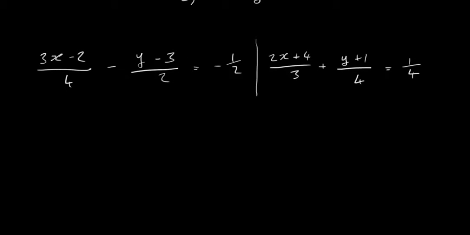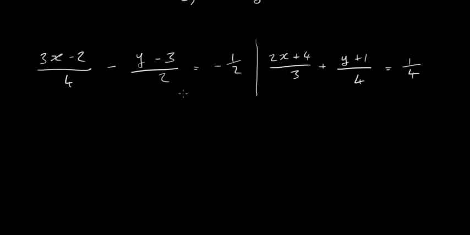Now, I want to rearrange these. I want to get rid of these fractions because it's going to be awkward to do if I leave the fractions as they are. So what I'm going to do is get rid of this 4, 2, and 2 here, and then I'll work on this equation here. I'll get rid of this 3, 4, and 4. So how do I do that?